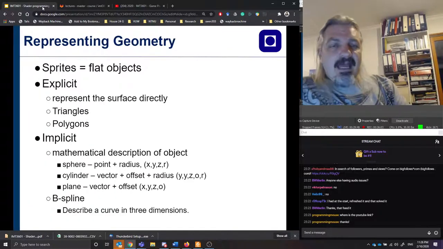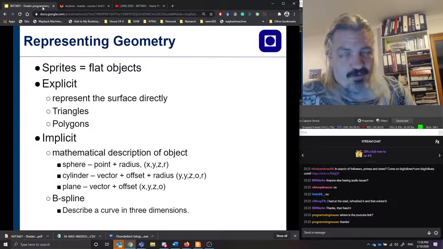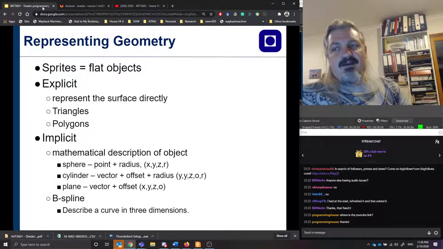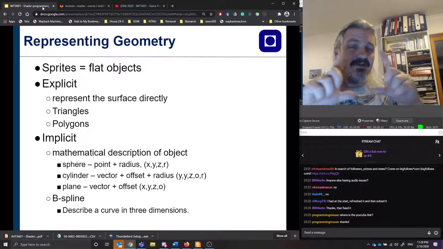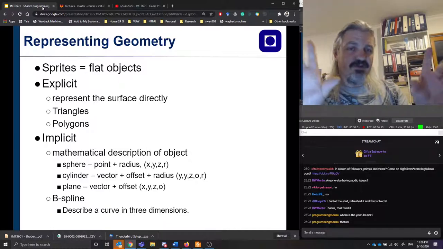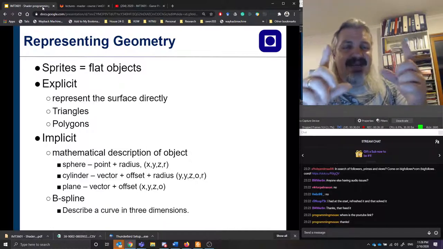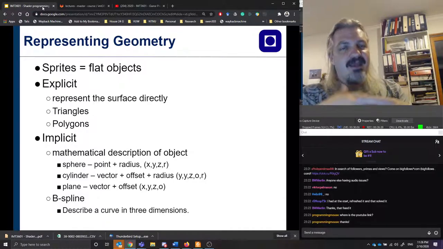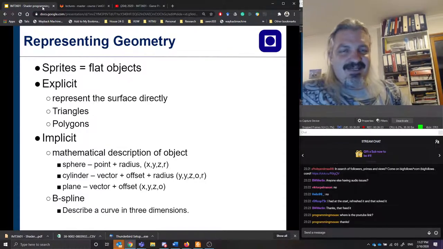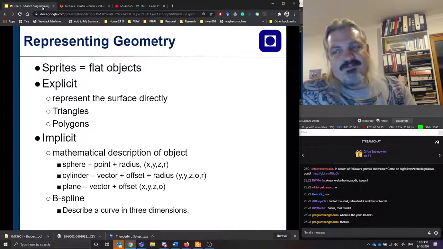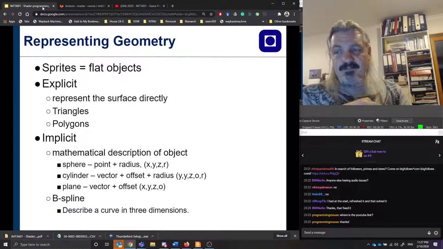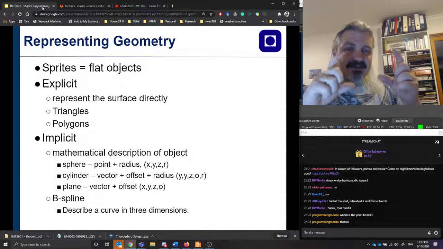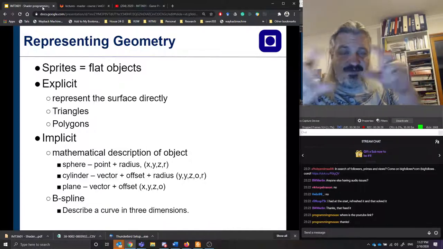Okay, so representing information for graphics. Well, when we had sprites, which were completely flat, right? These were 2D images, no actual vertices, just a flat, hand-drawn image. The game Pac-Man, the games from the 80s and 90s, were all sprites, right? All game sprites. It is an explicit representation, so it represents every pixel. And so that's the sprite, very flat.